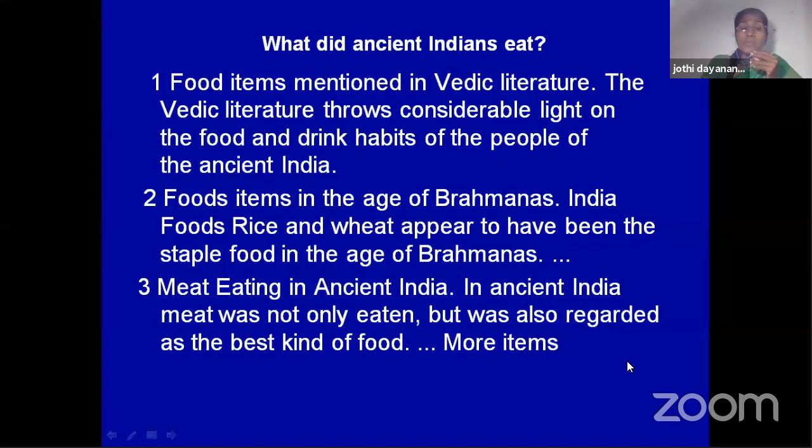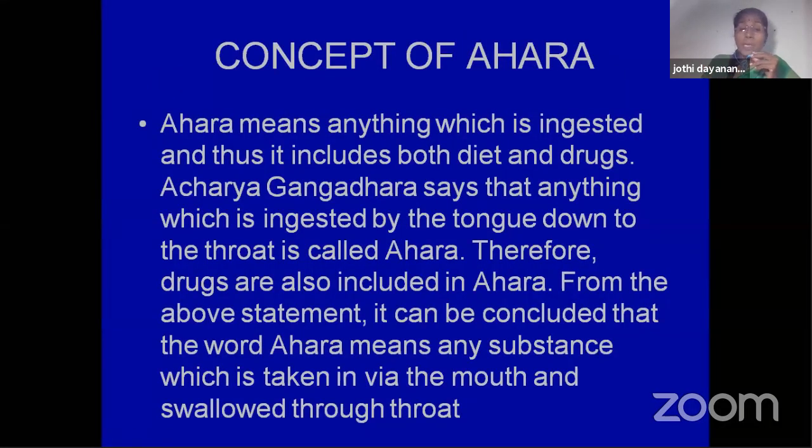So the Indian food was basically rice and wheat, which appear to be more common, and it is the staple food even now that had been used earlier. And then meat eating in ancient India is also being mentioned. In ancient India, meat was not only eaten but was also regarded as the best kind of food. So when I speak to you about the different types of protein and other things, there I will speak to you about the non-veg.